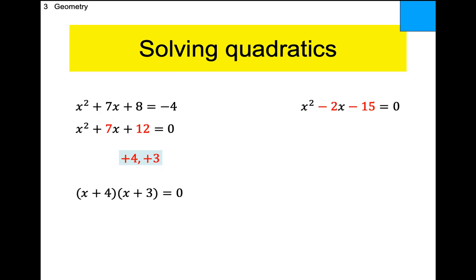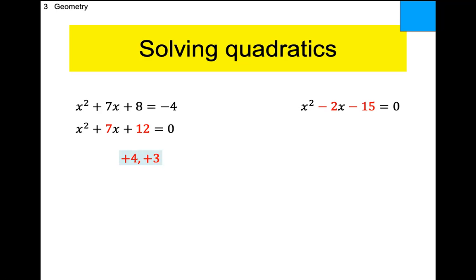x times x is x squared. 4 times 3 is 12. 4 times x is 4x. x times 3 is 3x. 4x and 3x is 7x. So backing up, what two numbers multiply to 12 and add up to 7? 4 and 3.